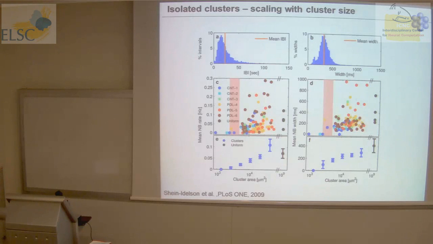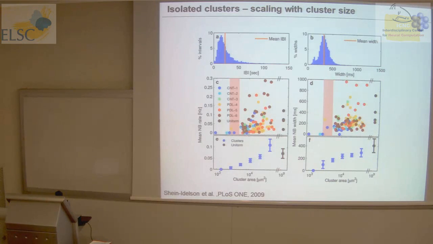And if you do so, this is the distribution of interburst intervals for one specific cluster, and you can see that it is characterized by an asymmetric distribution with a typical value of about 10 seconds between the bursts. And if you look at the width, then you have a more symmetric distribution with a typical value of several hundreds of milliseconds. And this is very, very typical to what you see in large uniform networks.